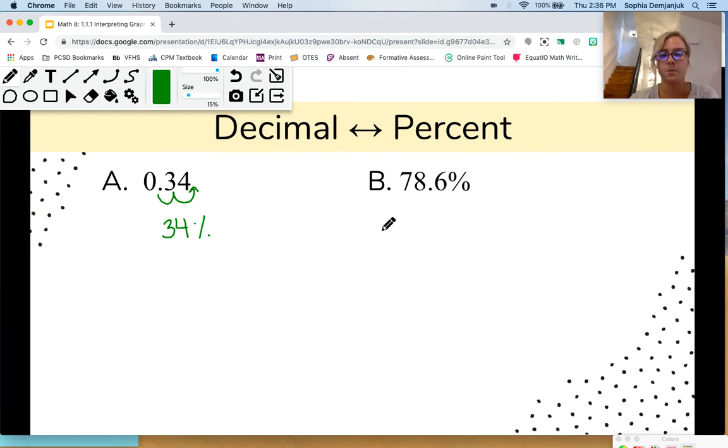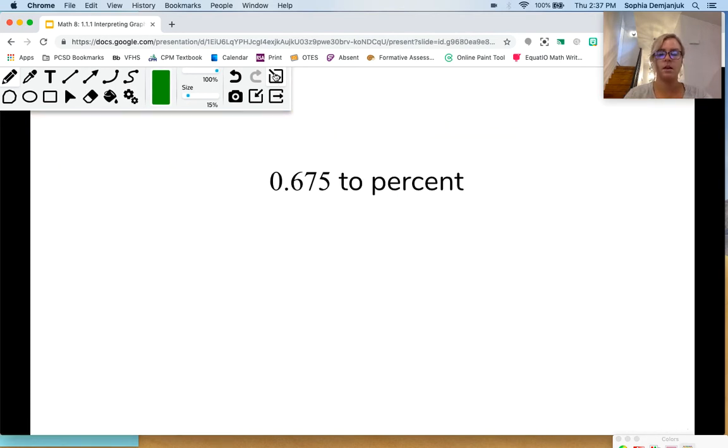Same thing, but backwards when we're talking about making a percentage into a decimal. You can think of it either as dividing it by 100 or moving that decimal place 2 spots to the left. 0.786. Pretty straightforward. Here's an example for you to do on your own. You should have gotten 67.5% because we had to move it 2 places to the right.